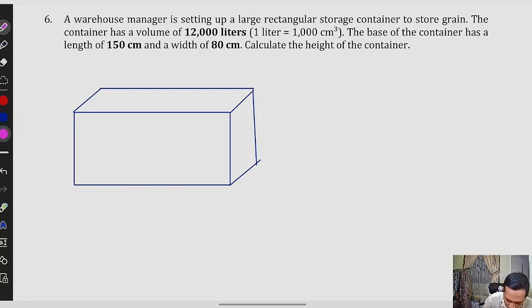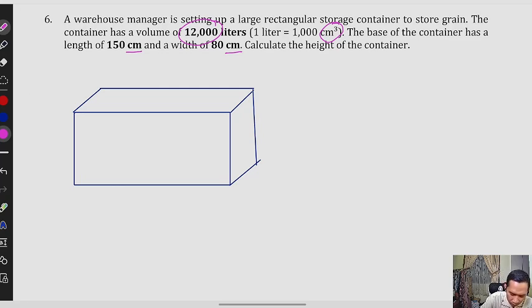Okay, the container has a volume of 12,000 liters. And when we talk about liters here, unfortunately, our units for the length are in centimeters. So we need to convert the liters into centimeter cube first. But luckily, we are given the hint that 1 liter is equal to 1,000 centimeter cube. So 12,000 liters is how many centimeter cube?